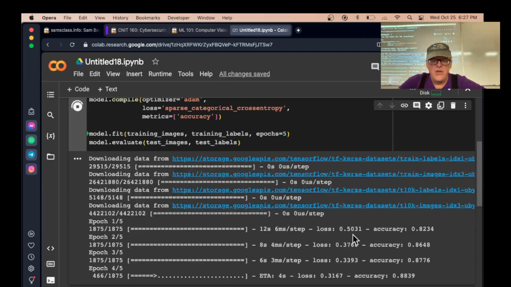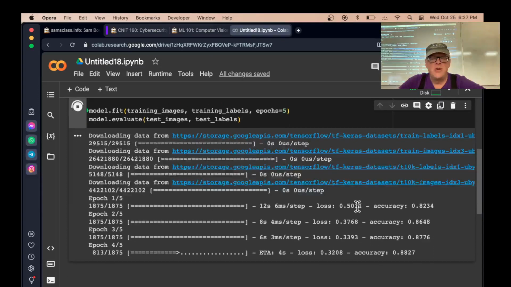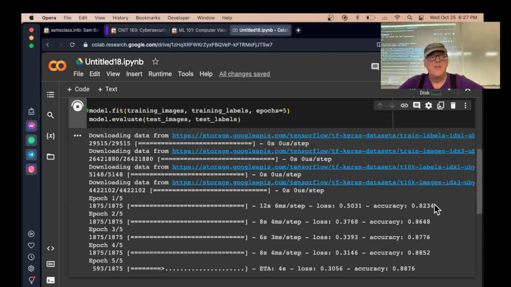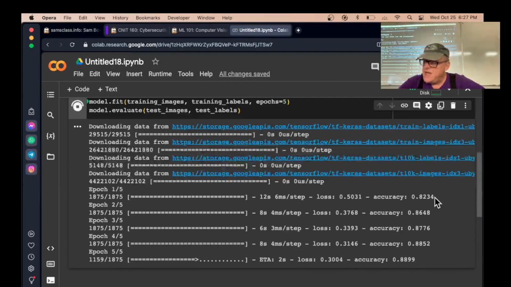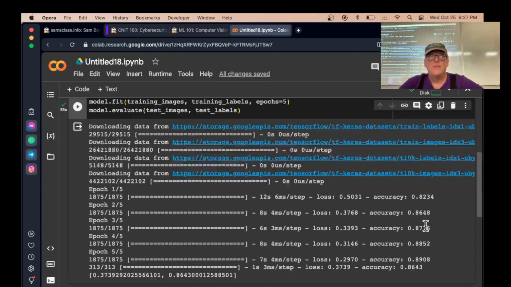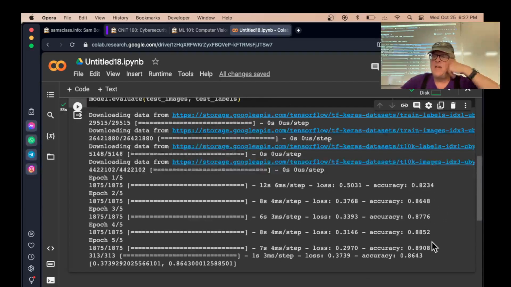And you see the loss. The loss here is this entropy measure, and so the loss is 0.5, but it's going down. As the loss goes down, the accuracy goes up. This is the percent of the training data that was correctly categorized, so it's 82%, 86%, 87%. The training data is getting more and more fit until we get 89% accuracy on the training data. And then when we try the test data, it's 87%, so that's pretty good. That means it has learned something, and it generalized pretty well.